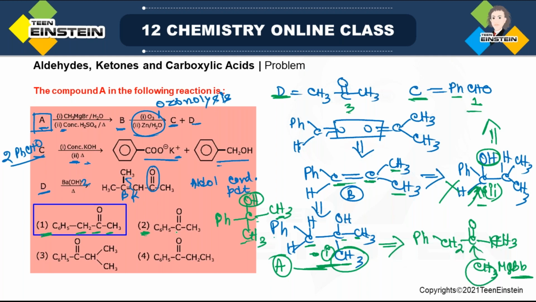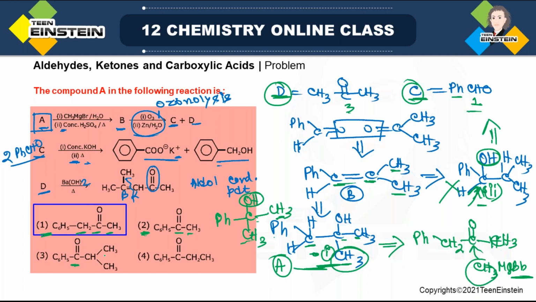And also look at the carbon number. It is only 2 carbons, and after the attack by CH3MgBr there will be 3 carbons. But there actually should be 4 carbons, which is clear from the structure of D and C. 3 carbons are present in D, and in C, except the Ph ring, there is 1. So 4 carbons must be present in the alkene. So that is why this is not correct.